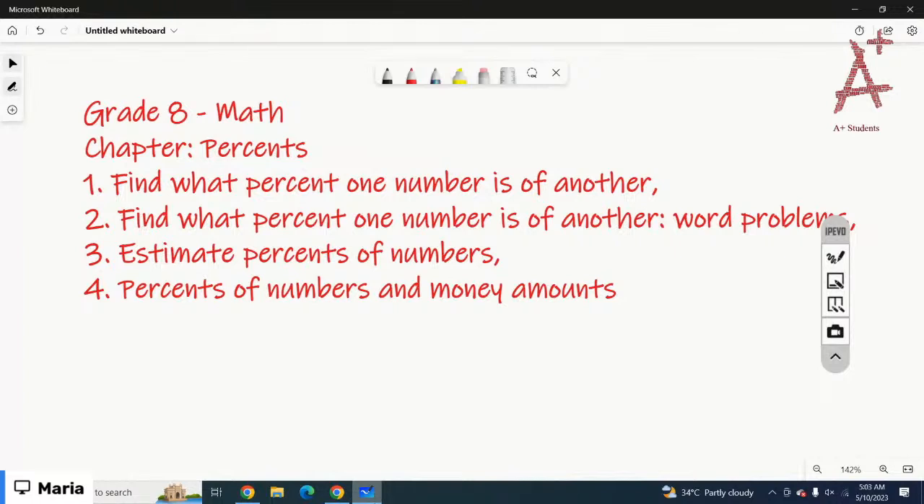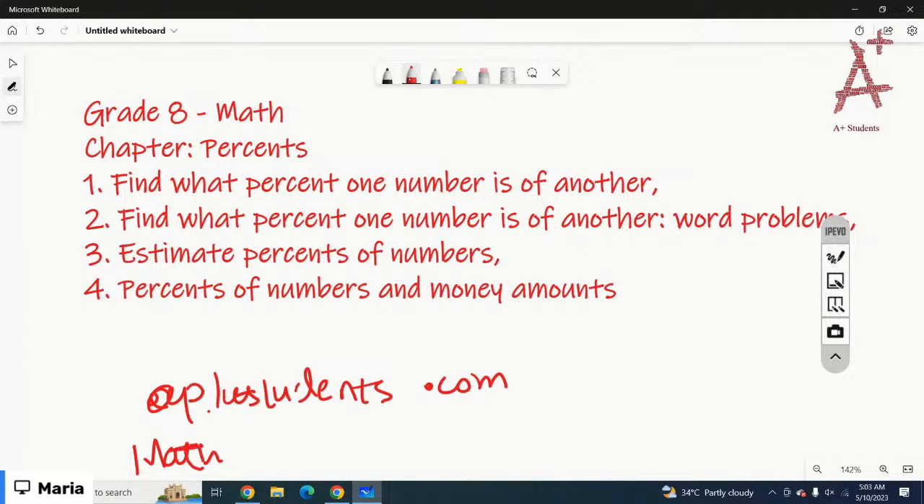We are here for grade 8 maths. You can find all the lessons on aplusstudents.com. You have to log in there using your email address and password provided by the administrator. Then you have to select math from the subject tab. Scroll down to grade 8 and then click on view all lessons. There you can find a list of the chapters.